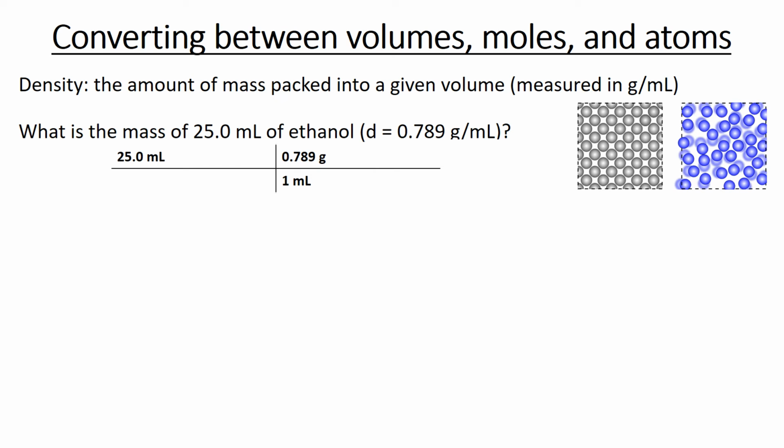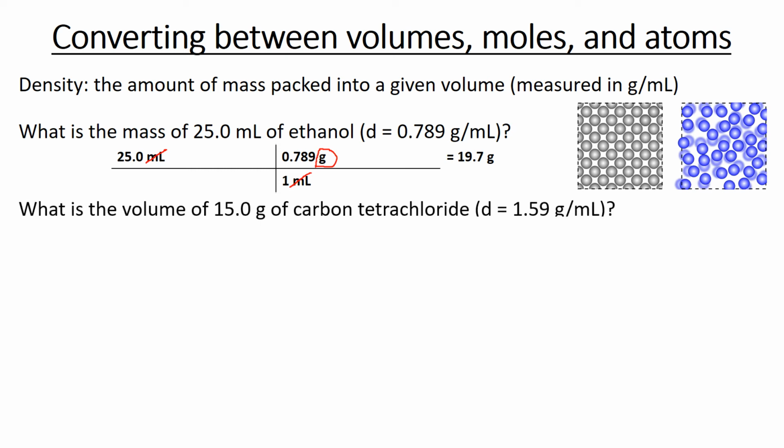So then when I cancel out my units, I have milliliters on the top, milliliters on the bottom. Those cancel. My answer is in grams, which is the unit for mass. So if you've written this correctly, that should always work. So that's 19.7 grams.